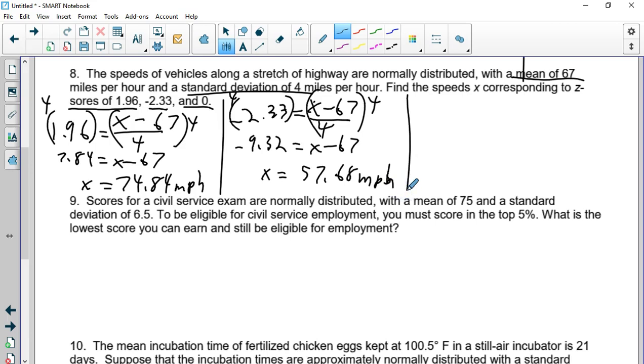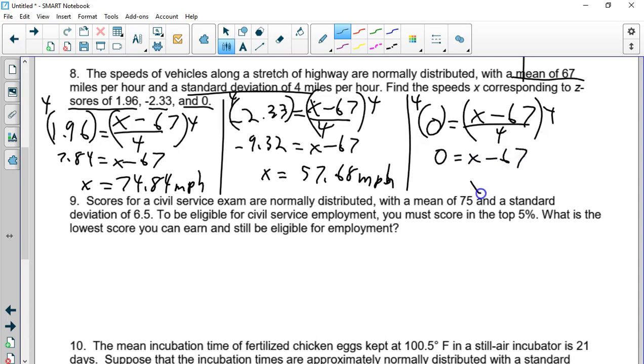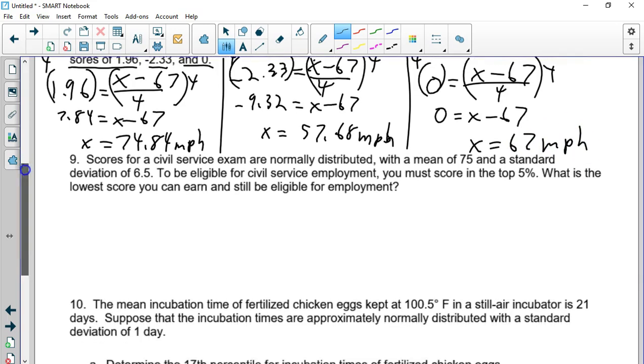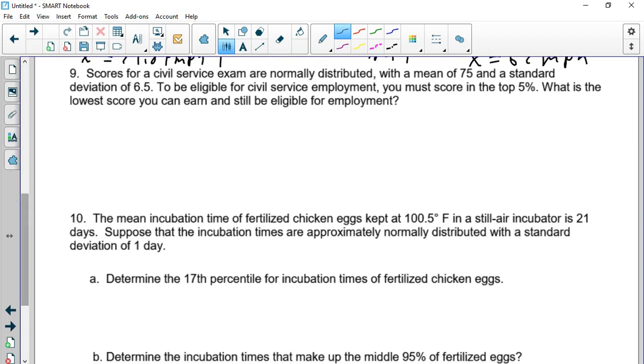And last but not least, I have a z-score of 0. Unknown speed minus my mean divided by my standard deviation. Well, this is pretty simple. Multiply both sides by 4. Anything times 0 remains 0. Add 67 to both sides, and so that would be 67 miles per hour. So you just plug the numbers in where they go and work backwards with basic algebra skills.